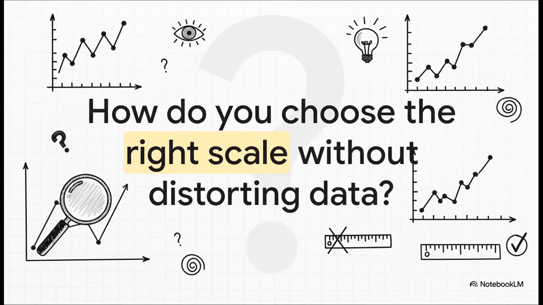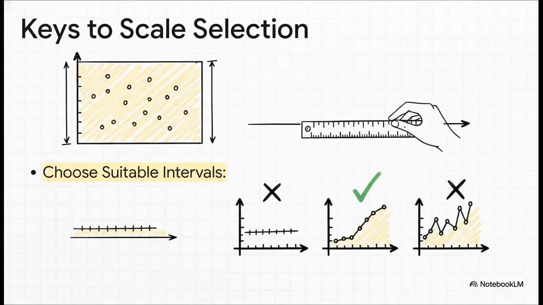Now, I want to pause on step 2 for a second, because choosing the scale is absolutely crucial. A bad scale can completely hide your discovery, or, even worse, it can create a totally misleading one. So how do we get this part right? Okay, so how do you pick the right scale?